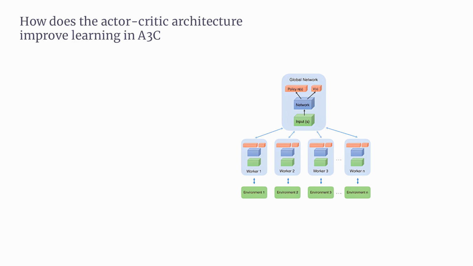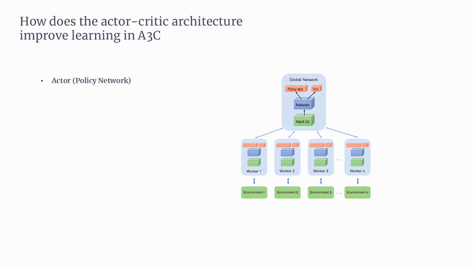Now, let's break down how the actor-critic architecture in A3C improves learning. The first, Actor Policy Network. The actor network is responsible for learning the policy, which essentially decides what actions the agent should take in any given state. The actor outputs a probability distribution over possible actions, guiding the agent's decisions based on the feedback it receives from the environment. The actor updates its policy using the advantage function.